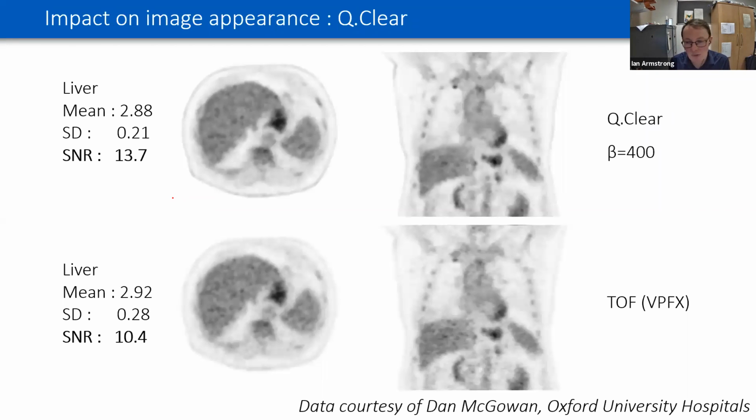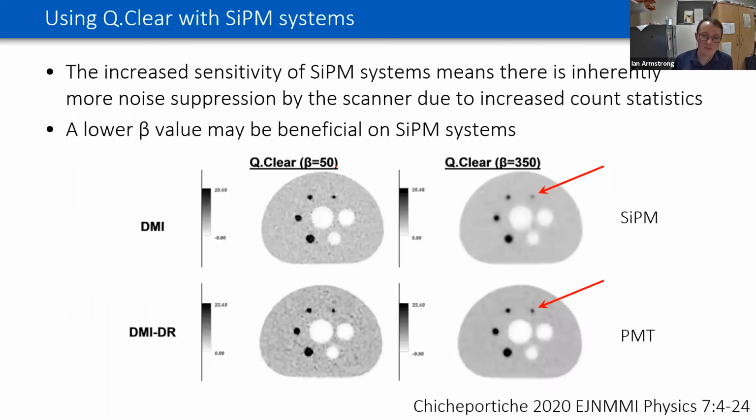So what we have here is an image with Q.Clear on the top and time of flight on the bottom. And again, what I've done is put a region in the liver, and you can see we've measured the signal to noise ratio, and we've got a signal to noise gain with time of flight alone. So that's down to the suppression of image noise in the iterative process.